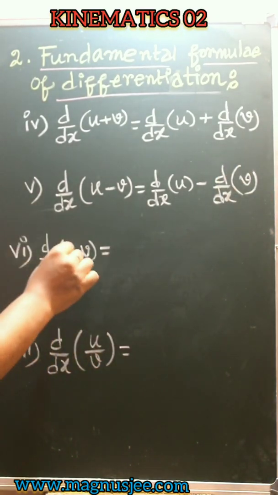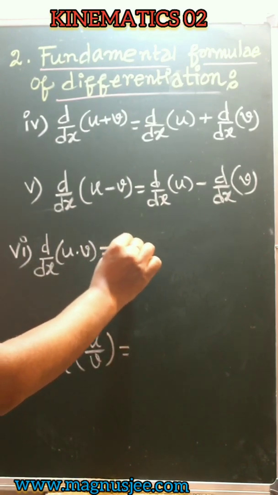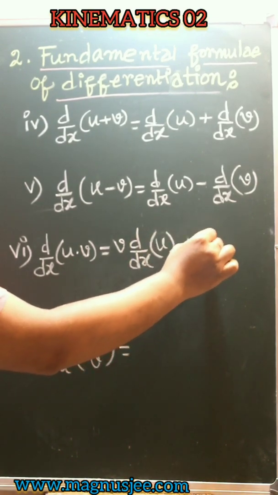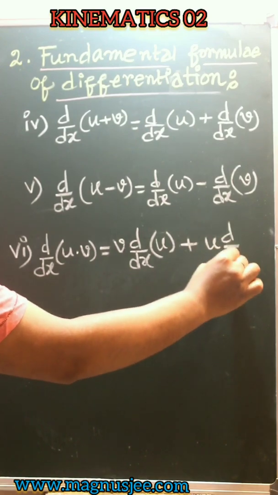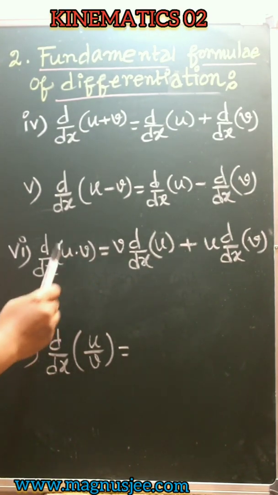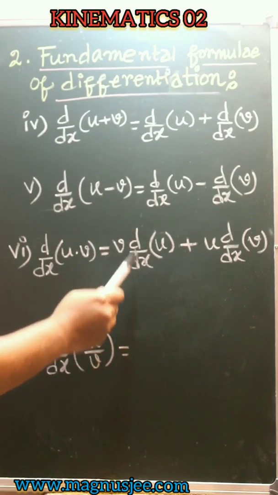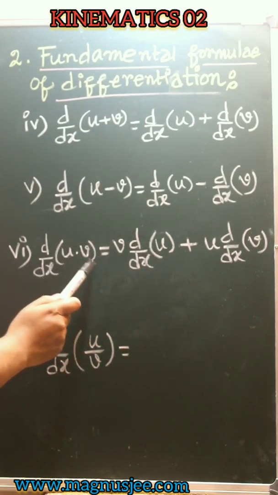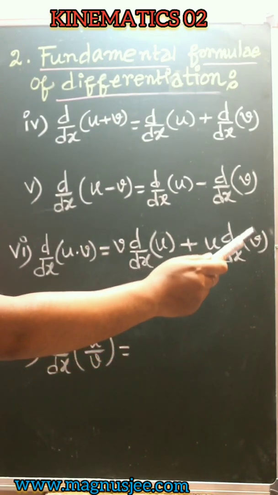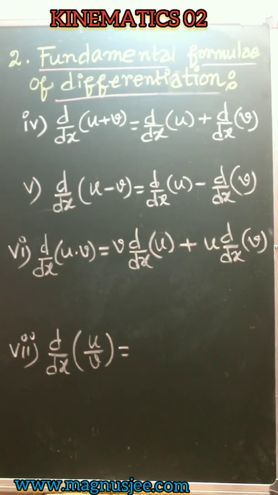Number 6 formula is important here, ddx of u dot v. U is first variable, v is second variable. First variable should be differentiated and second variable will come outside ddx. So v ddx of u plus then u will come outside ddx, u ddx of v. Second variable v comes outside ddx and u is differentiated. Then u is brought outside ddx and ddx of v. So finally we get v ddx of u plus u ddx of v.